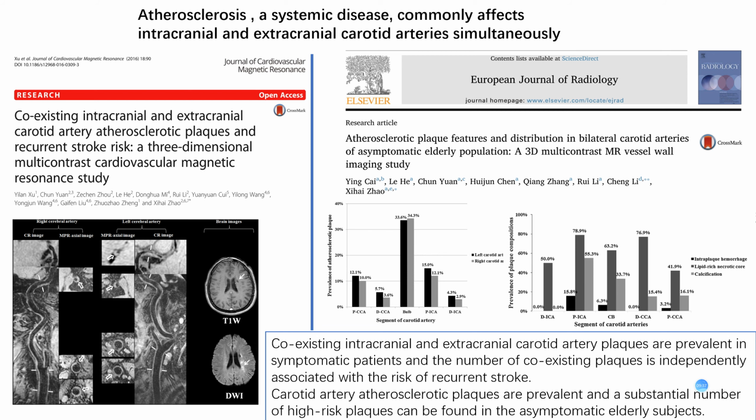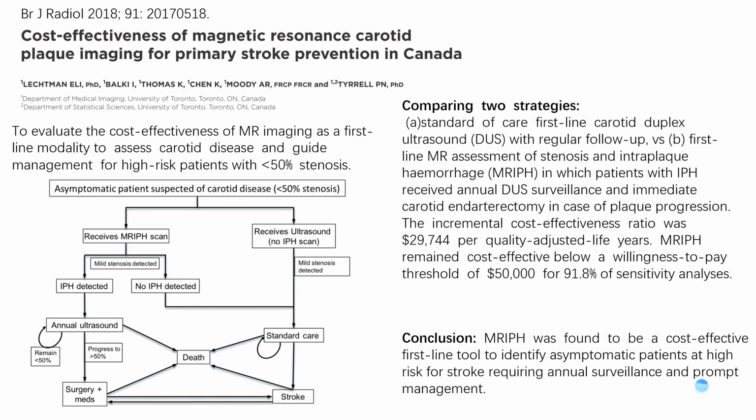As a systemic disease, atherosclerosis commonly affects intracranial and extracranial carotid arteries simultaneously. Xu's group found coexisting intracranial and extracranial carotid artery plaques are prevalent in symptomatic patients. Meanwhile, a substantial number of high-risk plaques can be found in asymptomatic elderly subjects.